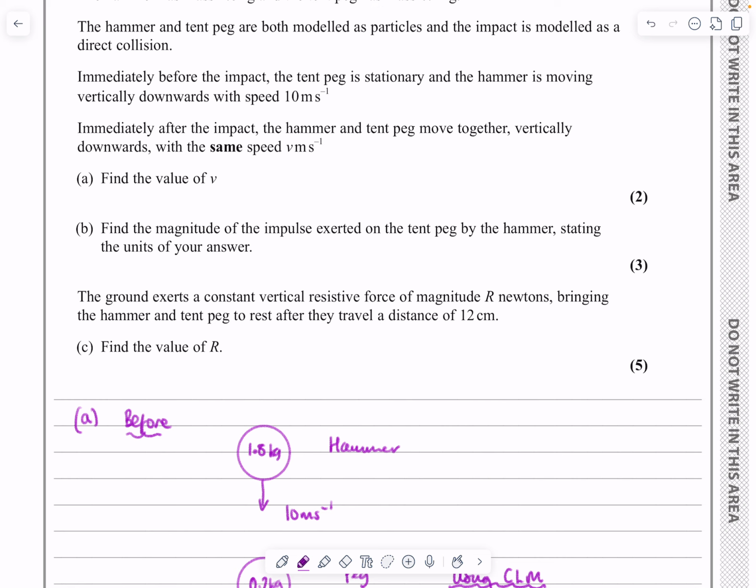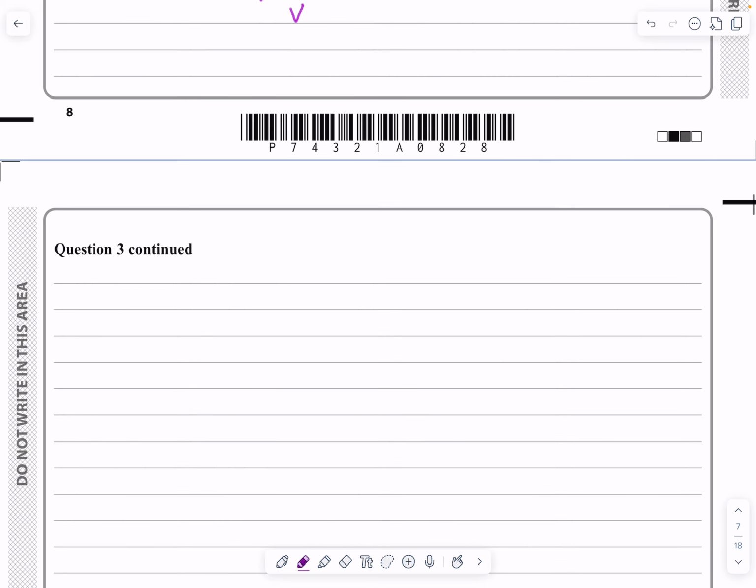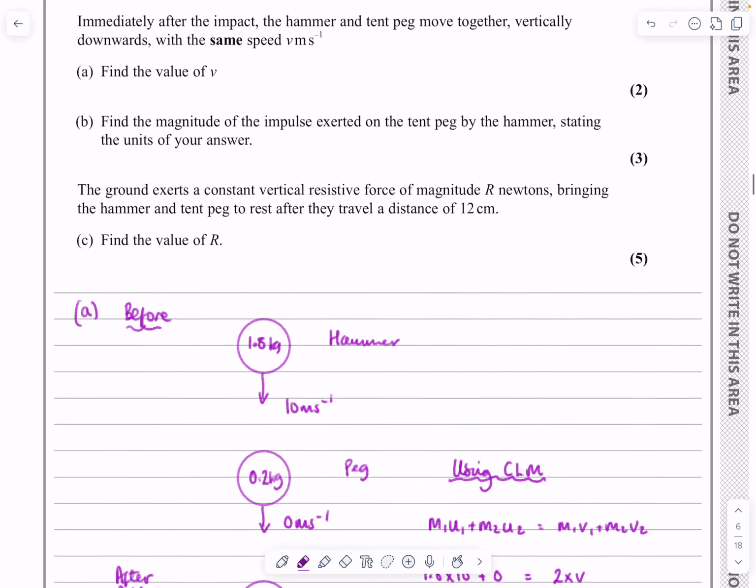Part B: find the magnitude of the impulse exerted on the tent peg by the hammer, stating the units of your answer. Impulse is always equal to m(v minus u), and we had 0.2 kilograms, which wasn't moving at all at the start, but ended up moving with a speed of 9. So that's simply 9 times 0.2, 1.8. I always use Newton seconds for impulse, so I'll stay with my traditional units. So it's part B done.